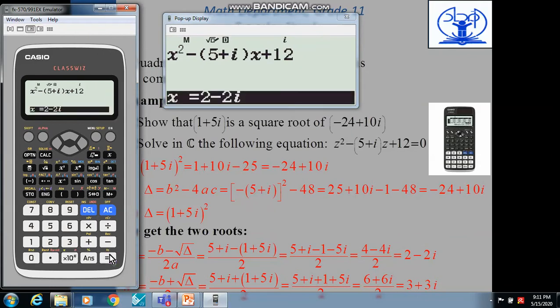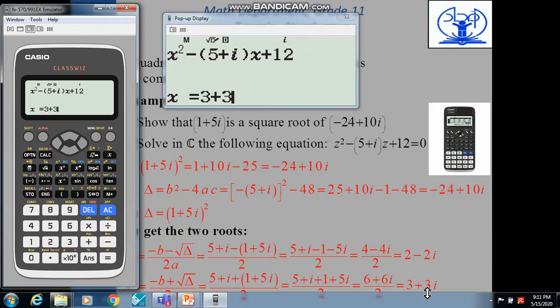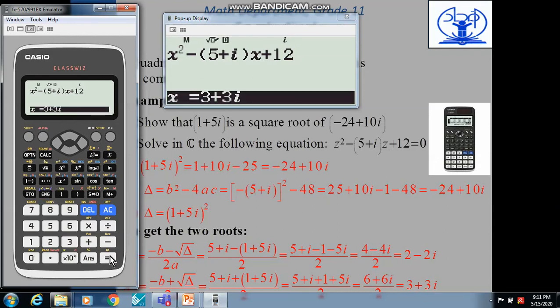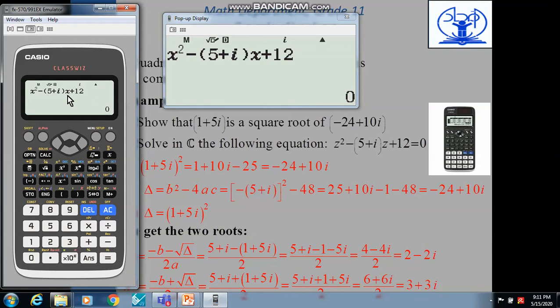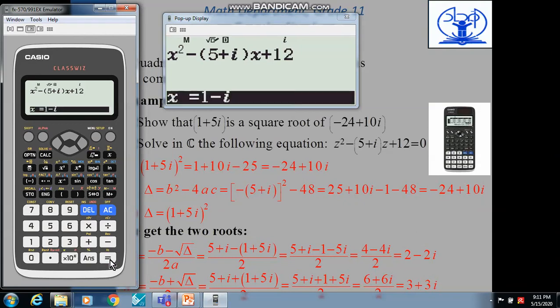Let me try the other value now. 3 plus 3i, equal to fix the value of x. Another equal to calculate the value of this expression. The value of this expression is 0, so 3 plus 3i is also a root. Let us try another value. Suppose we put 1 minus i. We know that 1 minus i is not a root because this equation is a quadratic and has only these two roots, but let us try that. So we get a value not equal to 0.